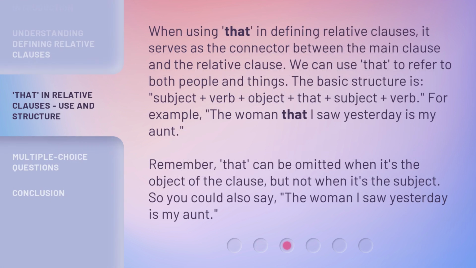When using that in defining relative clauses, it serves as the connector between the main clause and the relative clause. We can use that to refer to both people and things. The basic structure is subject plus verb plus object plus that plus subject plus verb. For example, the woman that I saw yesterday is my aunt. Remember, that can be omitted when it's the object of the clause, but not when it's the subject. So you could also say, the woman I saw yesterday is my aunt.